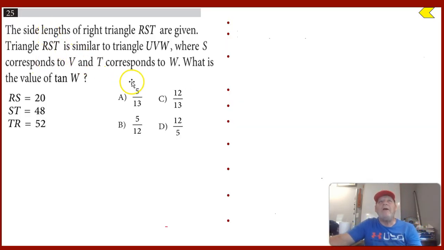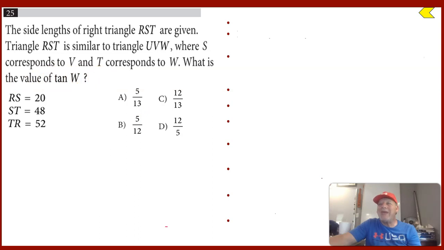So problem 25, make sure you pause this after I introduce it and read it. The side lengths of a right triangle RST are given below. RS is 20, ST is 48, and TR is 52. Triangle RST is similar to triangle UVW. You learned this in your geometry class. S corresponds to V and T corresponds to W. What's the value of the tangent of W?